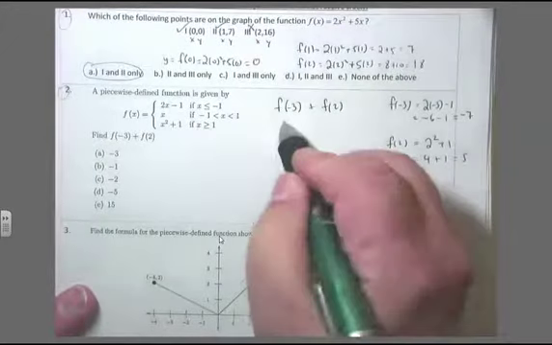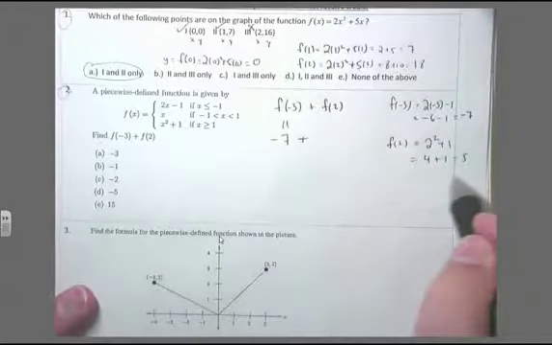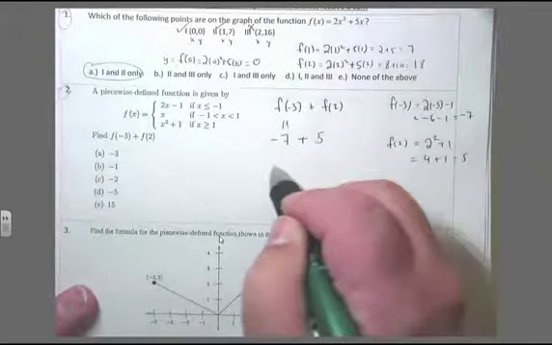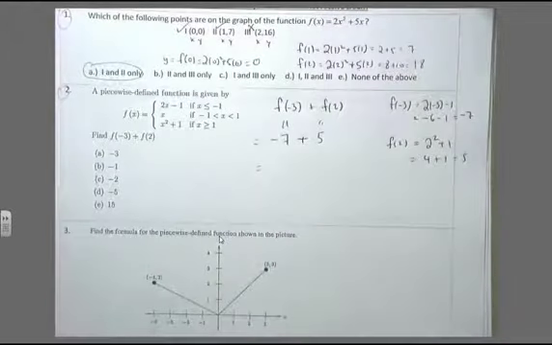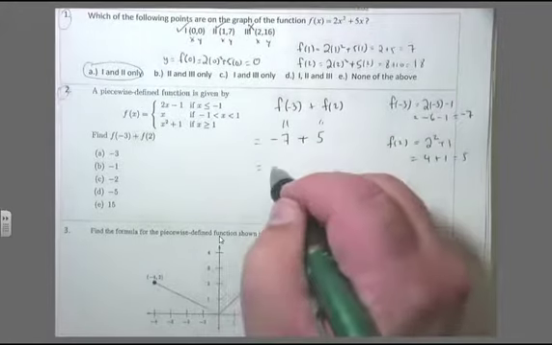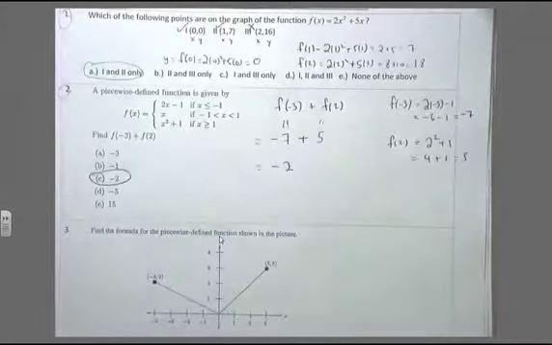So for f of negative 3, I got negative 7, plus for f of 2, I got 5. And what is negative 7 plus 5? Negative 2 is my answer. Did that make sense? You pick the piece of the piecewise function that you need for that particular x coordinate and plug it into it and add it up.